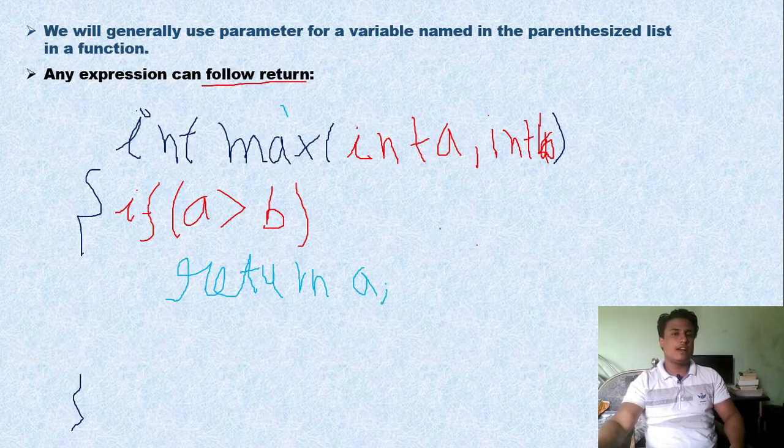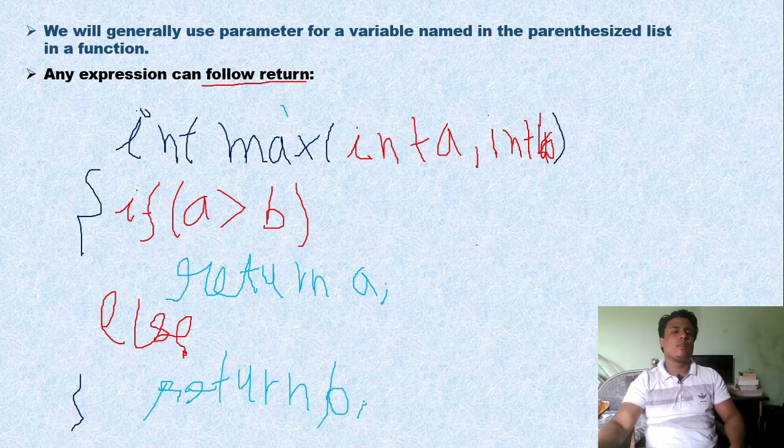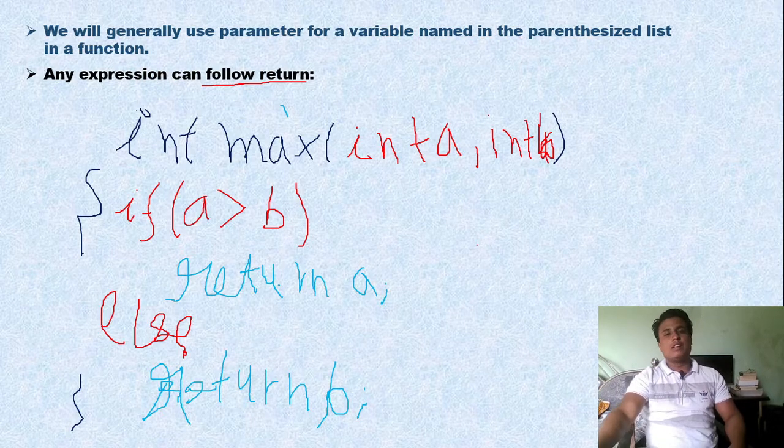The simplest way I can say is to show you. Or else what you will do: if a is not greater than b, then b will be greater than a, or not. So return b, or return a. So you can see here I have used the return statement.